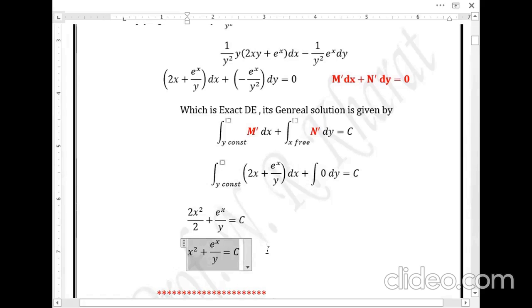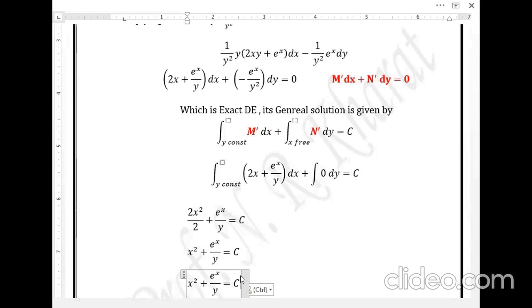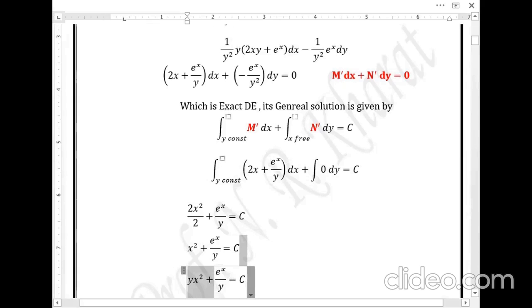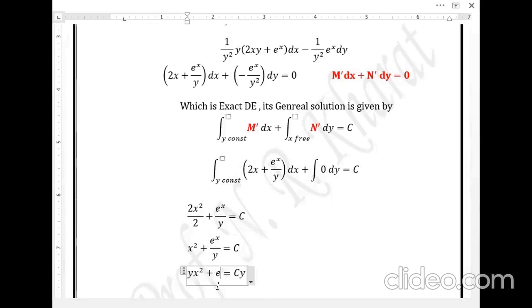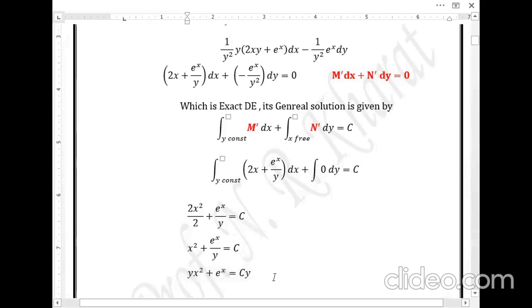We can also express this solution in another way by dividing by y, so y gets multiplied to each and every term. We get only the e raised to x, and again y is multiplied here. This is nothing but e whose power is x. This is the solution of the differential equation by using rule number 4.